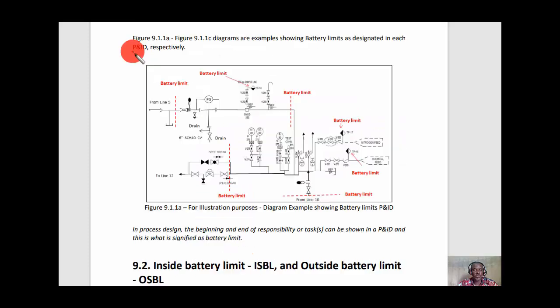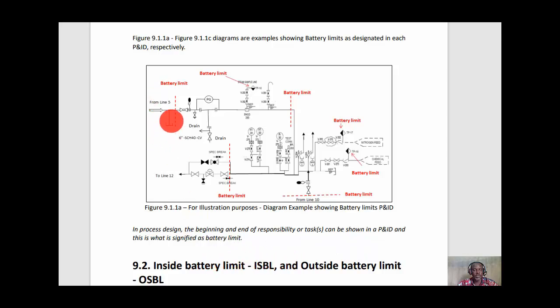For illustration purposes, Figure 9.1.1a to Figure 9.1.1c diagrams are examples showing battery limit as designated in each P&ID respectively. So we'll be using these diagrams for our brief explanations. In this process design, the beginning and end of responsibility tasks can be shown in the P&ID, and this is what is signified as battery limit.